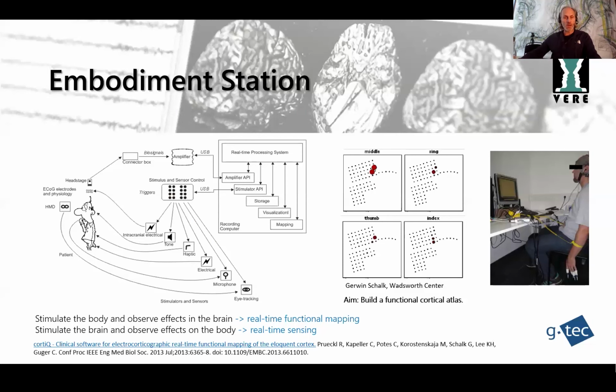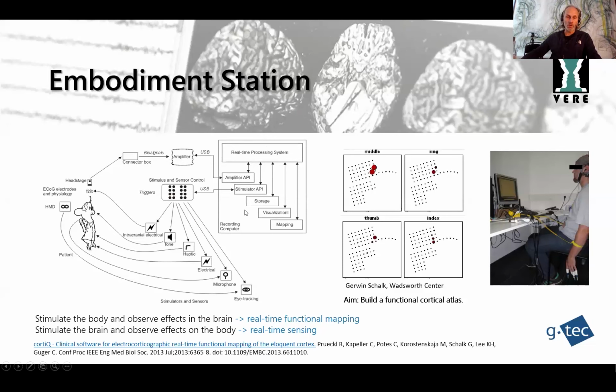So we started to build an embodiment station, and here the idea was to put an ECoG electrode or stereo EEG electrodes into the brain. Then we use our g.HIamp to record all the high gamma activation, but also alpha, beta, and other oscillations. This was all fed into our real-time processing system, g.HIsys Professional, that we already used many times during spring school.